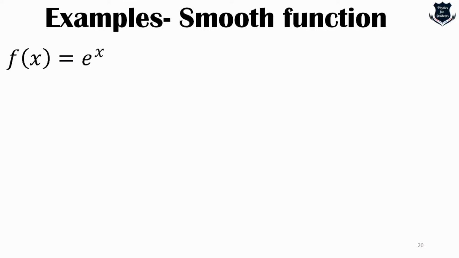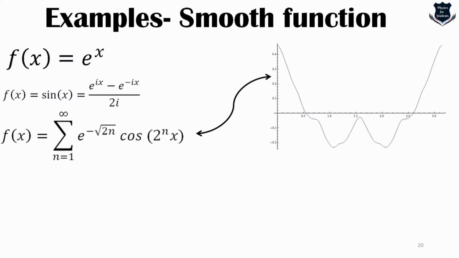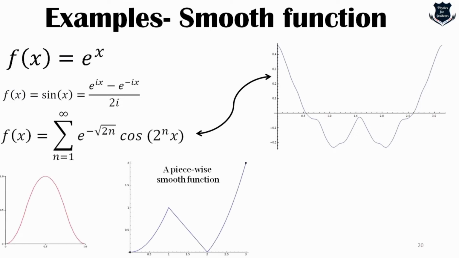So this is a smooth function, this is also a smooth function. This one, if you are wondering, would be plotted something like this, which you can see. This one on the left-hand side is also a smooth function. This one is called a piecewise smooth function. A function is called piecewise continuous on an interval if the interval can be broken up into a finite number of subintervals on which the function is continuous on each open subinterval and has a finite limit at the end of each subinterval.